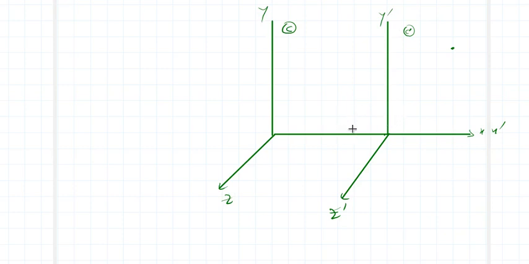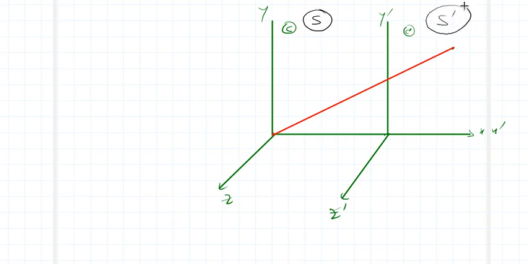and these two frames of reference measure both space and time, and this is the position vector of some particle when observed from the S frame of reference. Let me call this the S frame of reference, and say this is the S prime frame of reference. And this frame of reference is moving with velocity v along this direction.